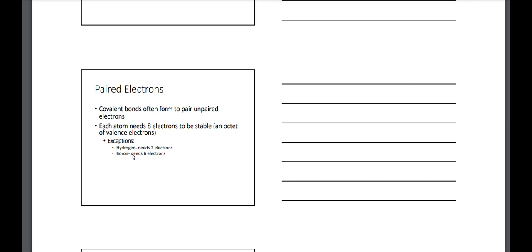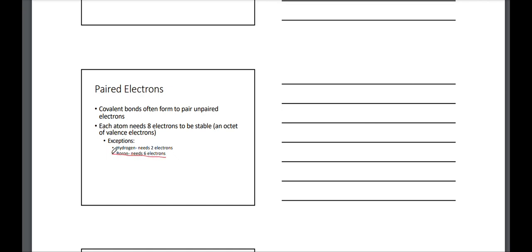So each atom needs 8 electrons to be stable. It's also known as the octet rule. So be familiar with this definition. Octet rule means 8 electrons. Now there are some exceptions. Hydrogen can only accept 2 electrons, and boron accepts 6 electrons.